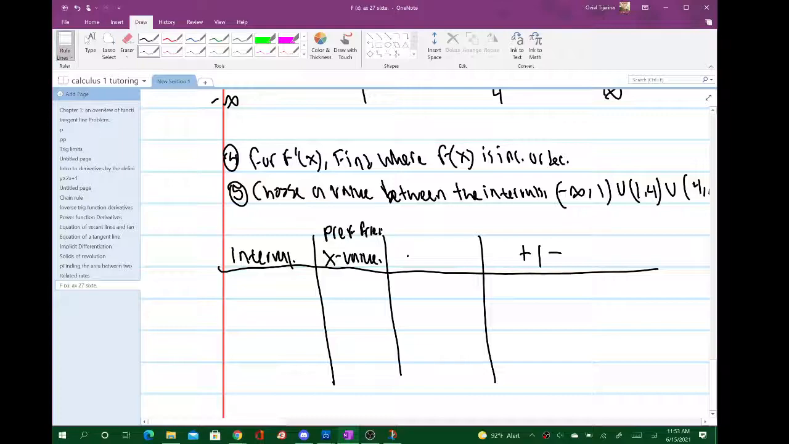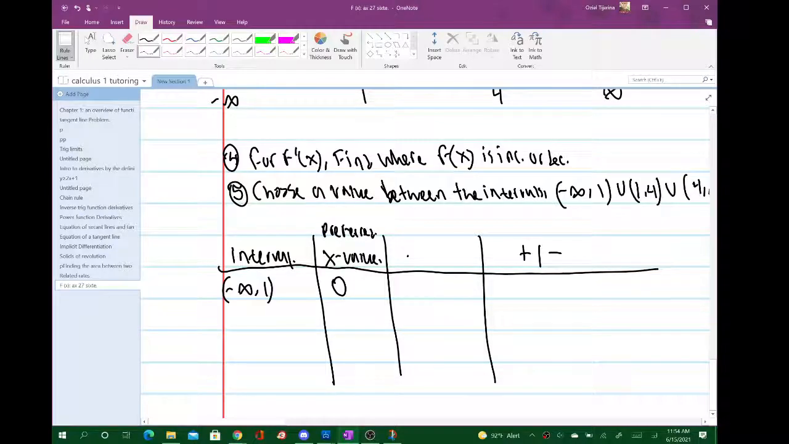What you're gonna do is take negative infinity to 1, and choose a value between that interval. So let's say I choose x equals 0, because it goes 1, 0, negative 1, negative 2, negative 3, so I can choose x equals 0.